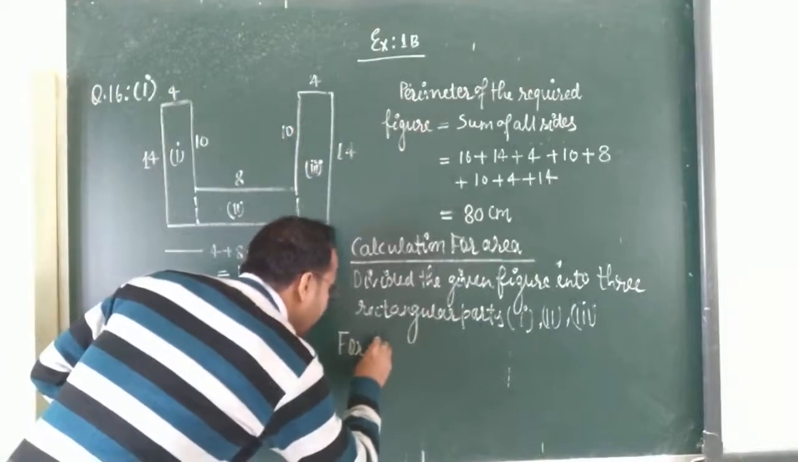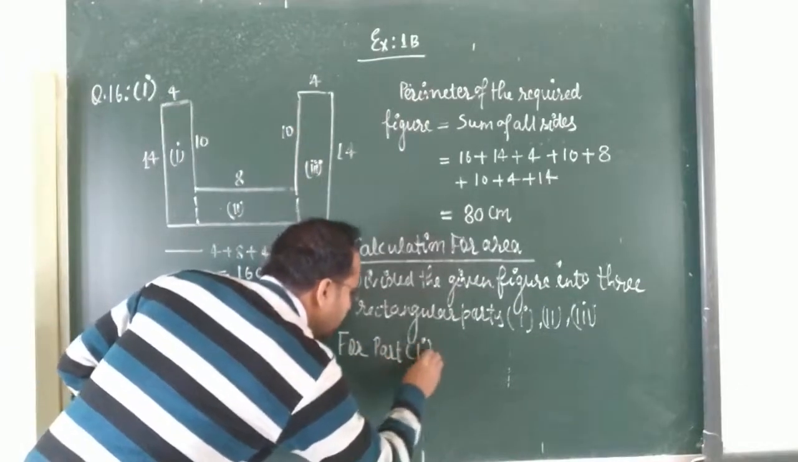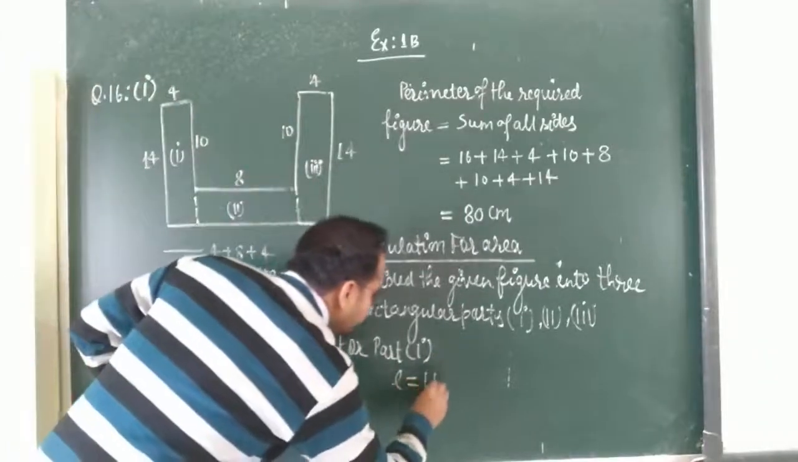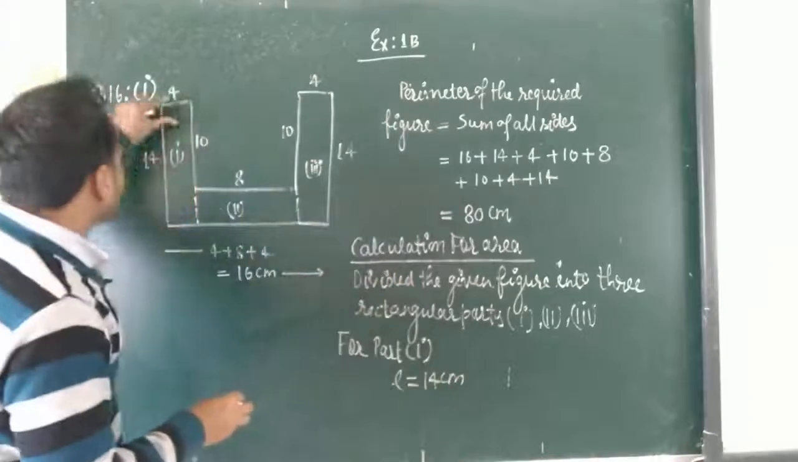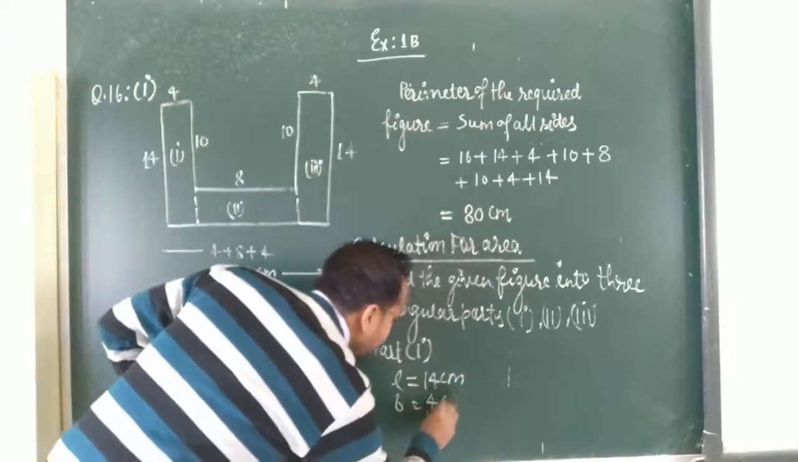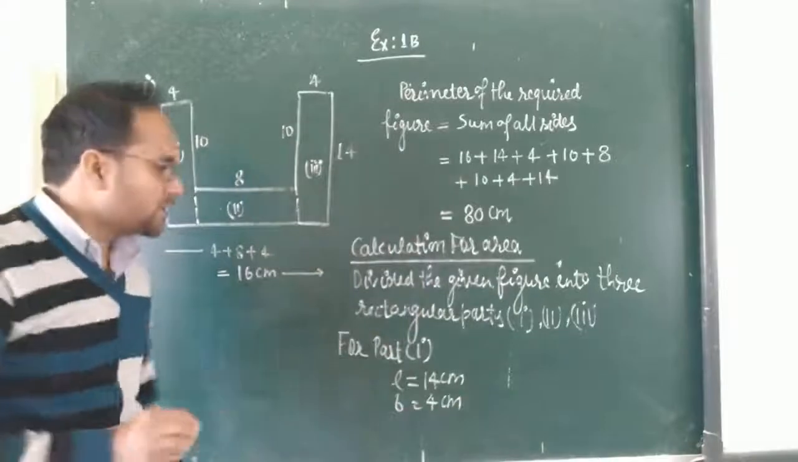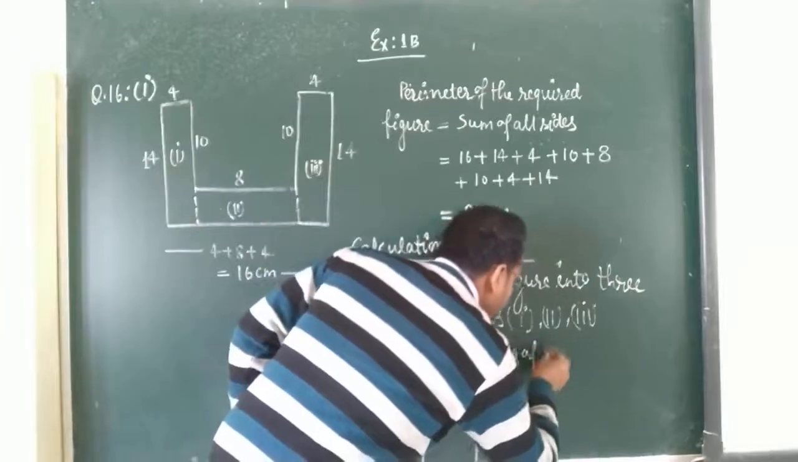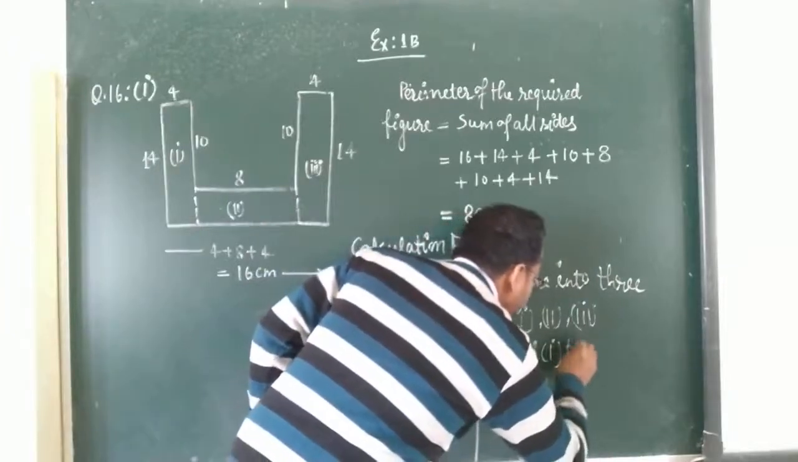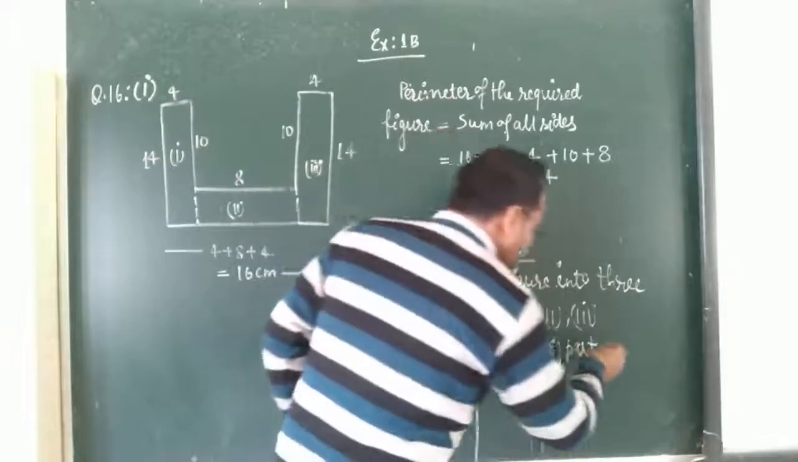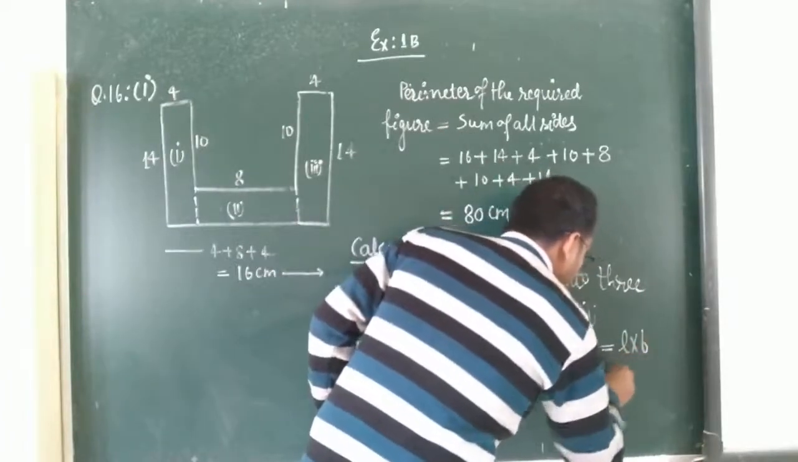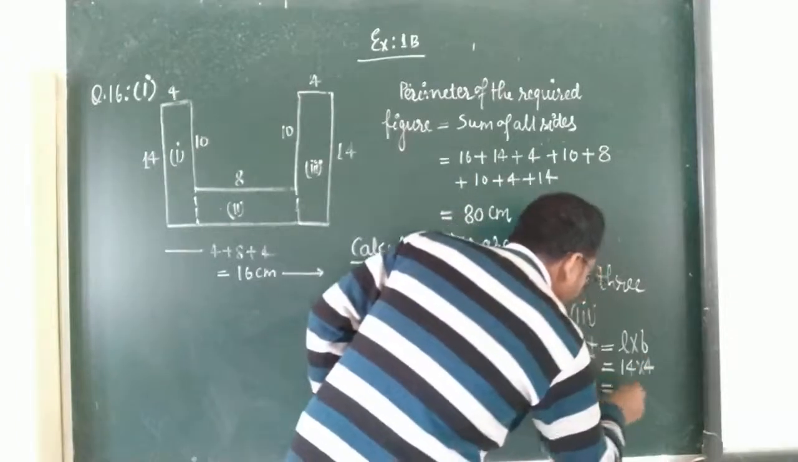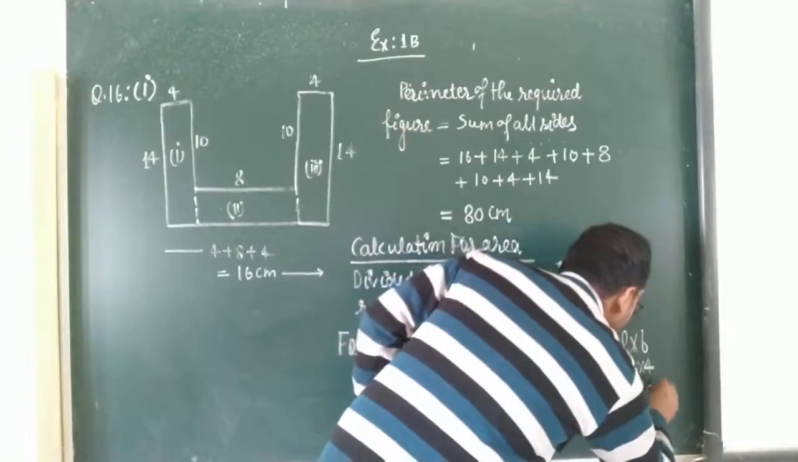For part 1, it is a rectangular part. Length is equal to 14 centimeter and breadth is equal to 4 centimeters. So area of first part is equal to length multiplied by breadth. Length is equal to 14 and breadth is equal to 4. We multiply, we get 56 centimeter square.